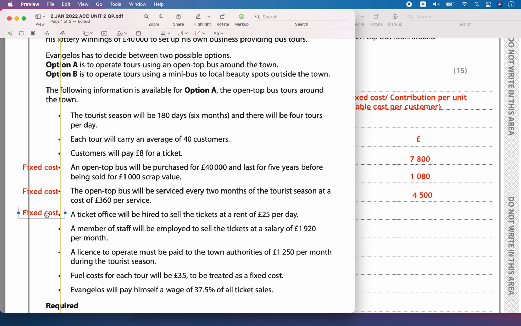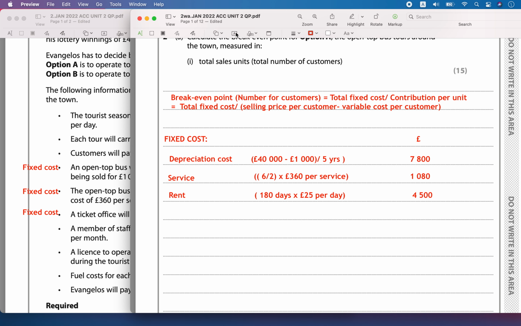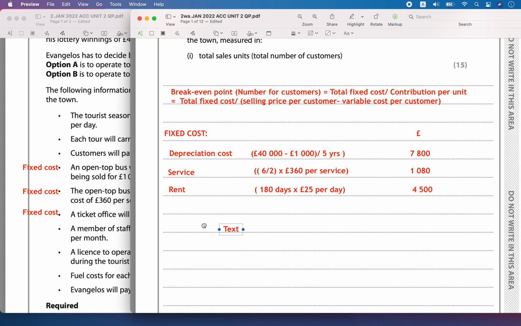This is also a fixed cost and is not dependent on the sales, that's why it's a fixed cost. Then a member of staff will be employed to sell the tickets at a salary of 1920 per month. So one staff will be employed and he is going to be there for 6 months. Every month I am going to pay 1920 pounds as a staff salary.